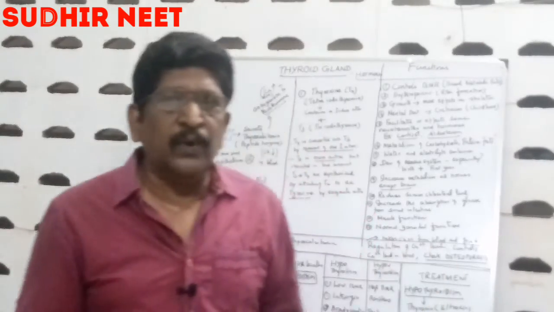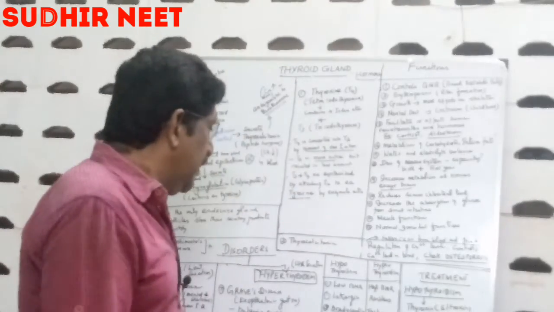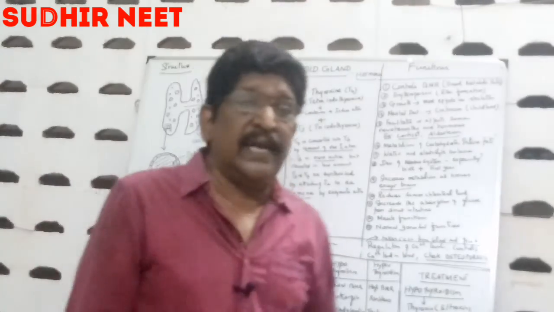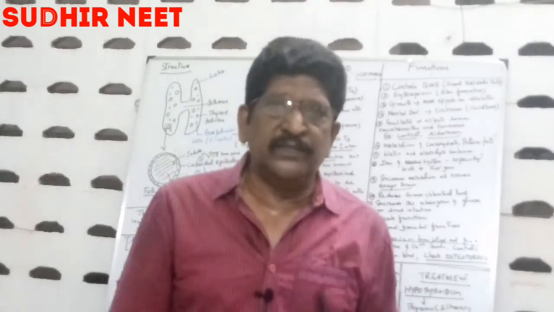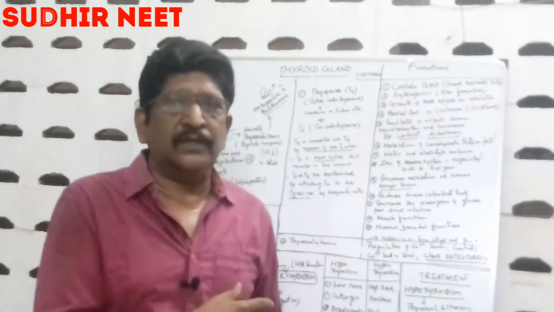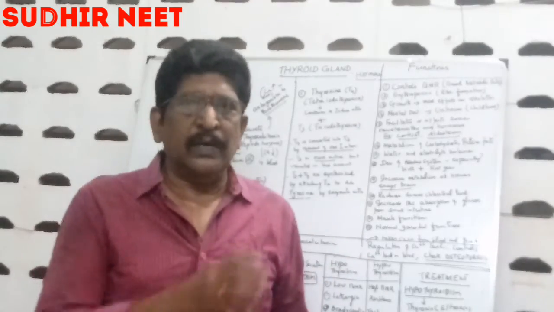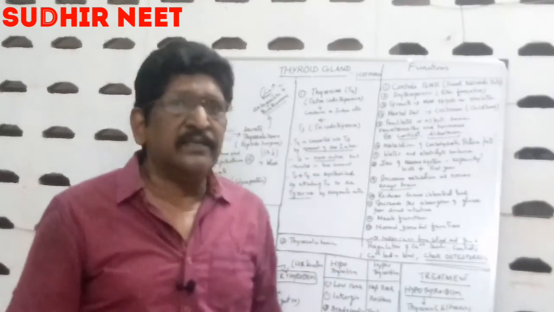So we have seen, I hope you have understood clearly, all the things about this very important gland, the thyroid gland. This is a major area where you get NEET questions. Here itself I have told you more than 10 MCQs. So be clear with these ideas.